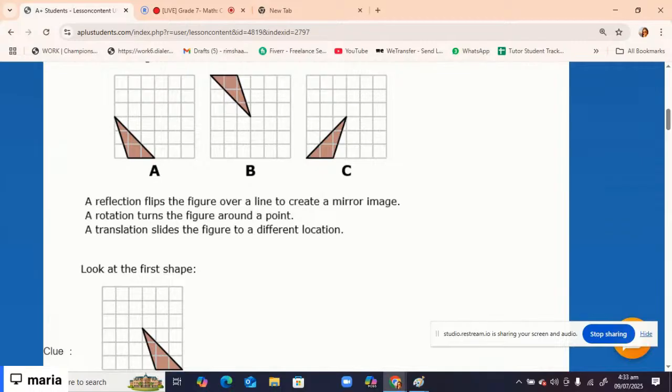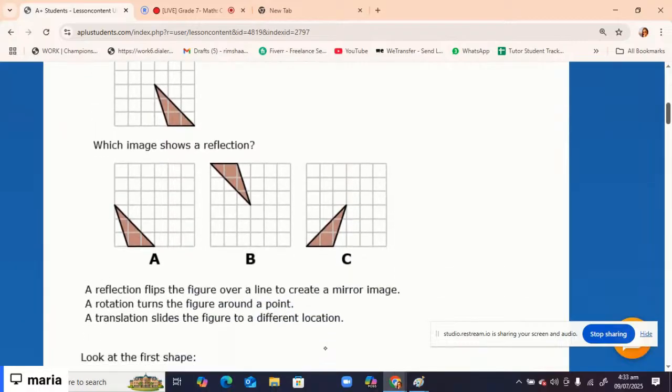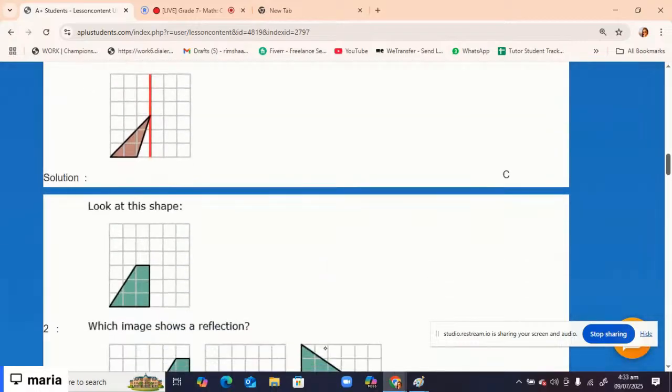Now for the rotation, it turns a figure around a point. It turns the figure. Like the figure is turned, but the point is the same. And translation is a different location, any kind of location that is given. So in the first phase, what is the reflection? That is part C. So this is the right answer.